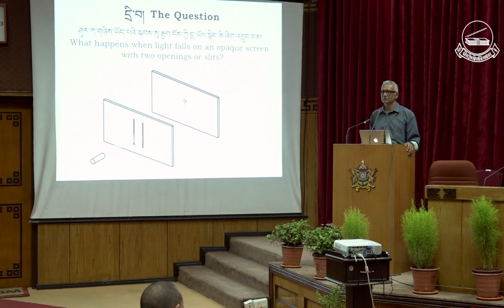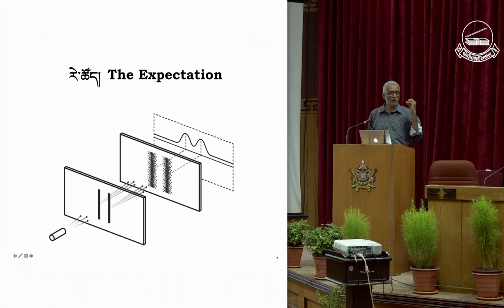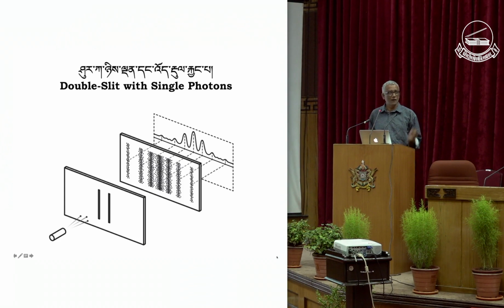Anyone? I think we sort of expect this now, right? We think that we are sending individual particles. The particles have to go through the left slit or the right slit, and on the other side they should pile up behind the two slits. This is what should happen. At least that's our classical intuition. And it turns out that's not what happens. This is the pattern that you get, right?